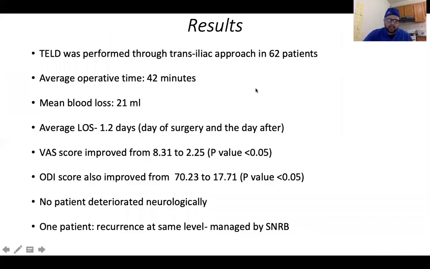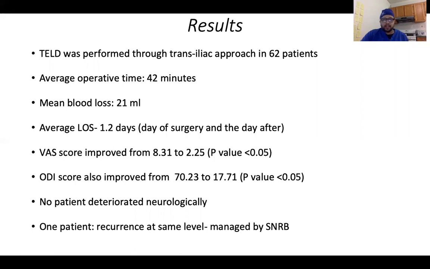In terms of results, we had the transiliac approach performed in 62 patients with a mean OR time of 42 minutes and a mean blood loss of just 21 cc. Most of the patients go home on the same day. Some of them do require an overnight stay. The VAS score as well as the ODI score had significant improvements as compared to the preoperative values. In our series, no patient deteriorated neurologically.